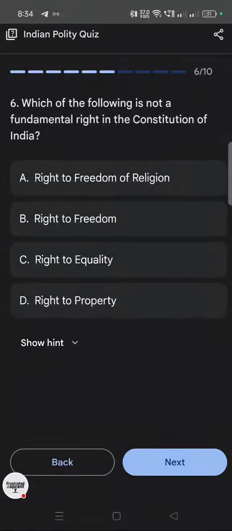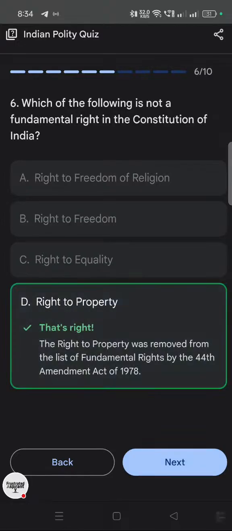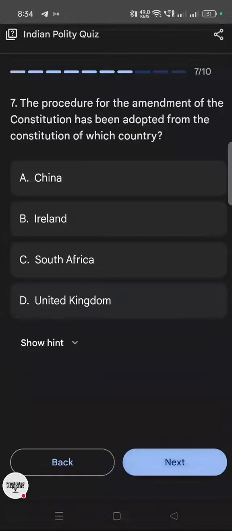Which of the following is not a fundamental right in the Constitution of India? Right to freedom of religion, Article 28, right to freedom, right to equality, right to property. Right to property was removed from the list of fundamental rights by the 44th Amendment Act 1978.